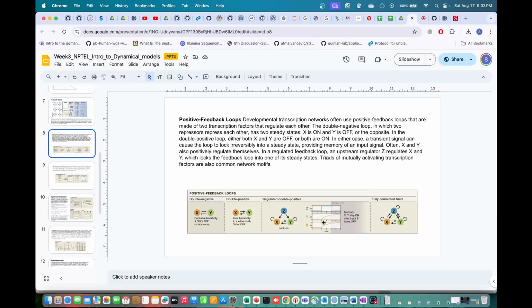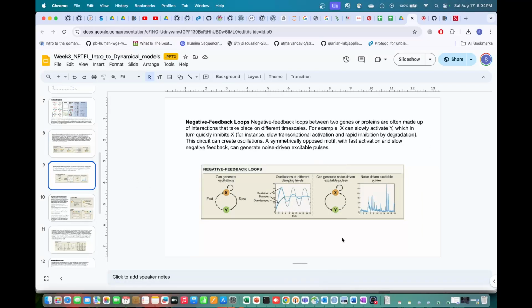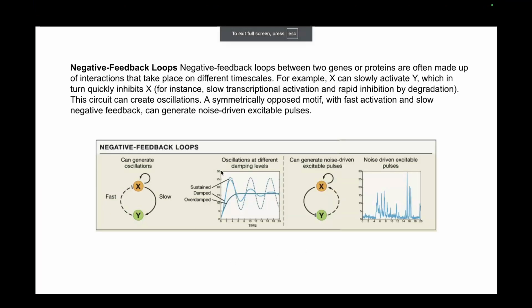And this was a positive feedback loop. You have a similar kind of thing if you have this kind of network, which is a negative feedback: x is increasing, y in turn is decreasing x. If you have a network like this, you will find oscillations at different damping levels. Damping and sustainability, I think I'll not cover in this, but if you want to learn about damping and everything, I suggest you go and take a look at simple harmonic motion.